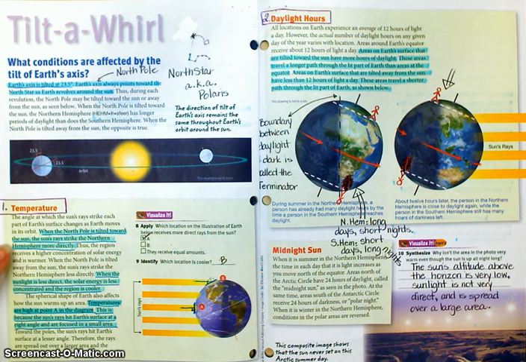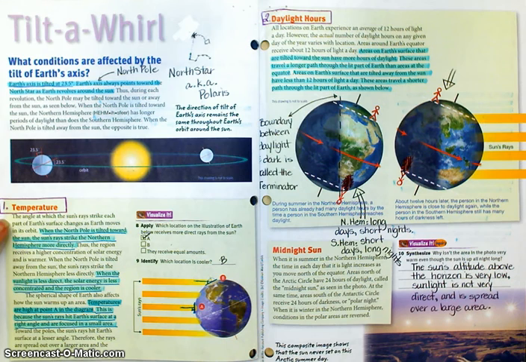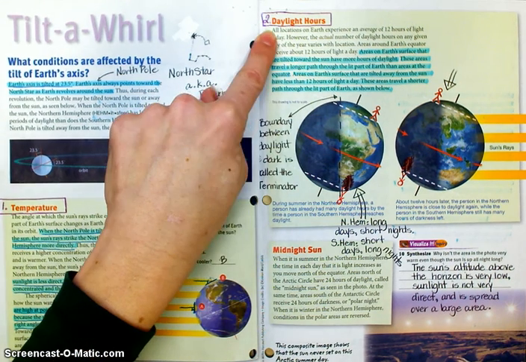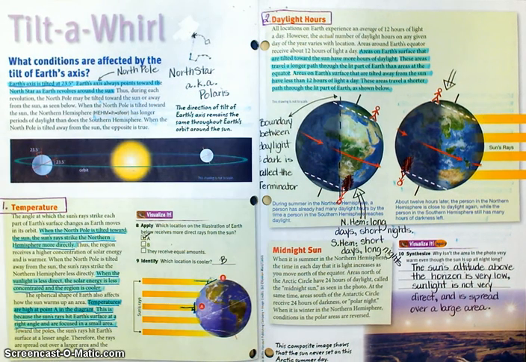And then I did some highlighting down here. When the North Pole is tilted towards the sun, the sun's rays strike the northern hemisphere more directly. When the sunlight is less direct, the solar energy is less concentrated and the region will be cooler. Temperatures are high at point A in the diagram because the sun's rays hit the Earth's surface at a right angle and are focused into a small area. Remember, we are looking at what conditions are affected by the tilt of the Earth's axis. Temperature is affected by the tilt of the Earth's axis, and the number of daylight hours are affected by the tilt of the Earth's axis.